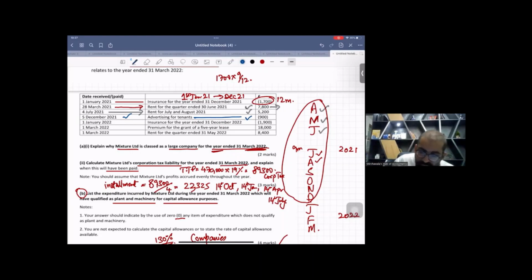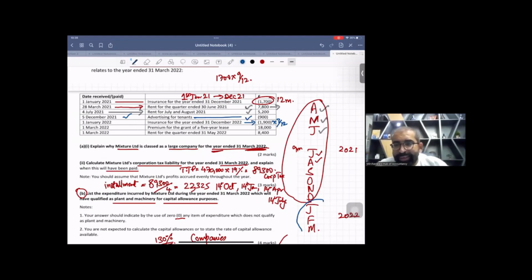On 1st January, insurance for the year ended 31st December 2022. This 1900 is the insurance from 1st January 2022 to December 2022, so only 3 months, January, Feb, March, fall in our accounting period. So we'll take 1900 times 3 upon 12 as an allowed expense. This insurance is for 12 months, but we'll only include the 3 months because we are working on accrual basis.